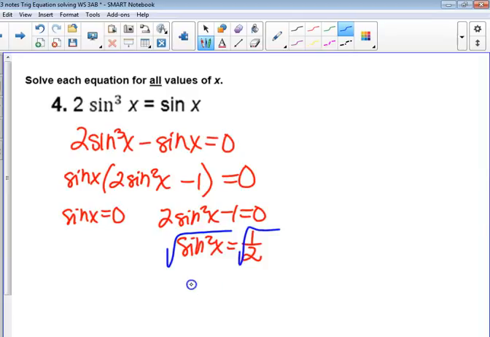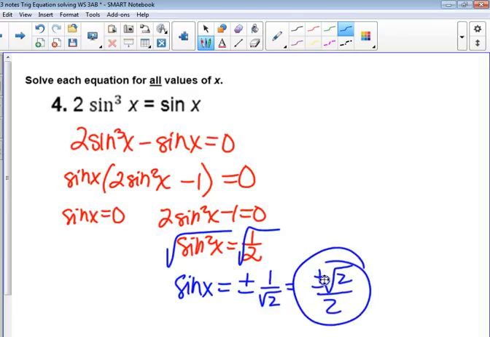What happens when you square root? Plus or minus, right? Square root of 1 is 1. Square root of 2 is just square root of 2. If we rationalize that, we get this, and that looks really familiar on the unit circle, right? Okay, so those are the two things I got.